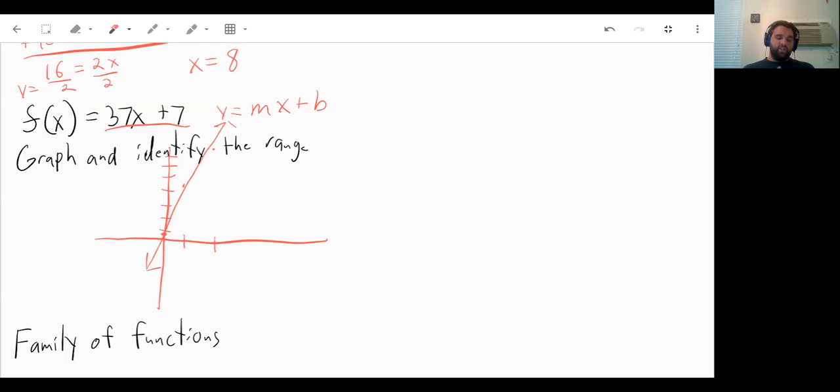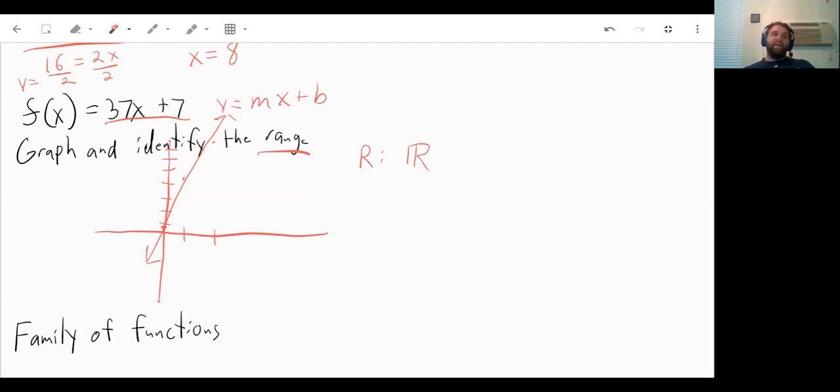Now, let's make sure we actually answered the question. Identify the range. Well, the range is asking what y values work. Looking at our function here, we've got arrows pointed in both directions. That means all values of y end up working, which means our range is all real numbers, which can be abbreviated as this R with a double bar on the left side. That's just mathematical shorthand for all real numbers, and it gets fast to write that out instead of saying all real numbers.